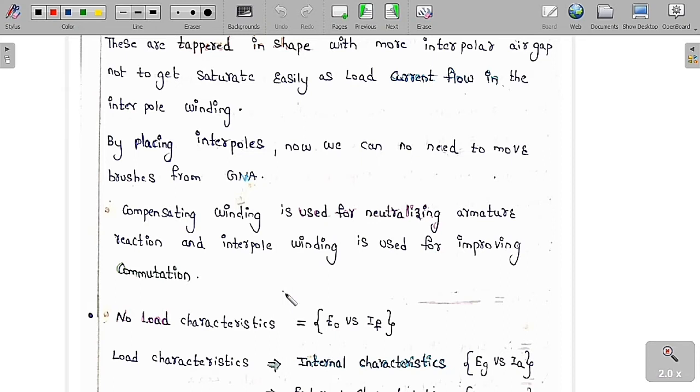So always we can say that the compensating winding is used for neutralizing the armature reaction, whereas the interpole winding is used for improving the commutation process. This is a very important point. These things I have already told you in the class itself.